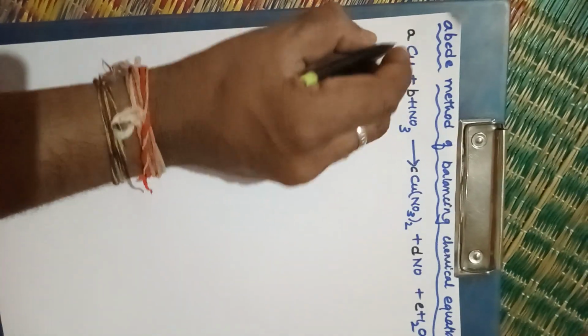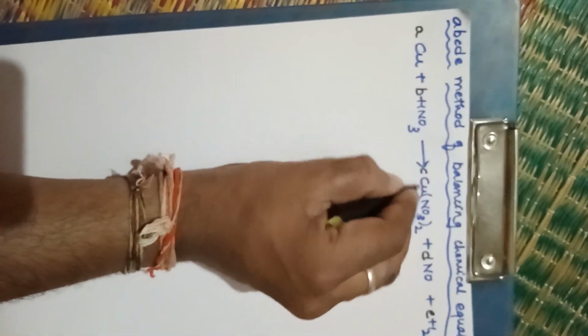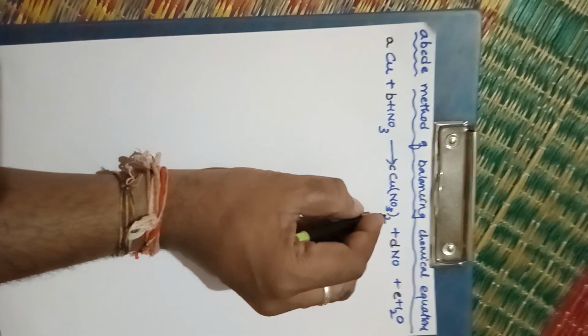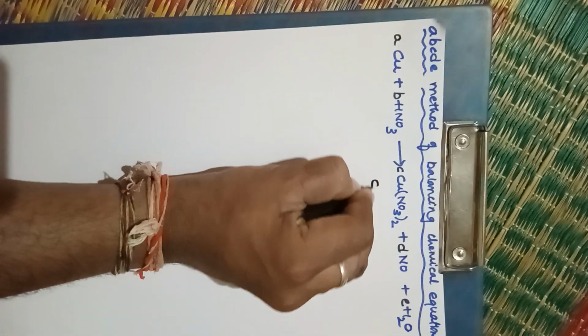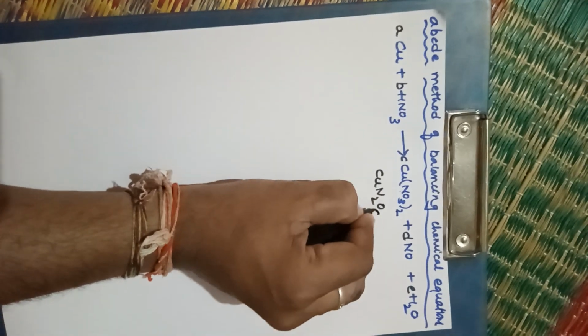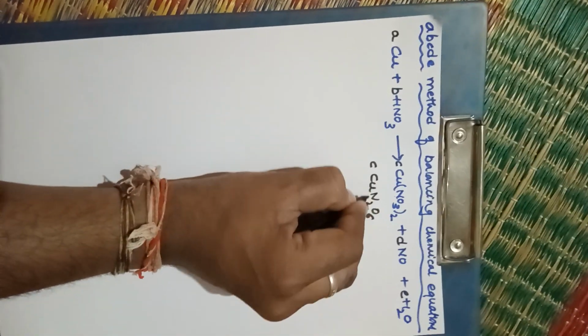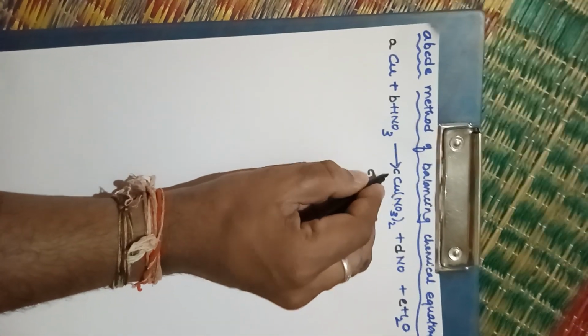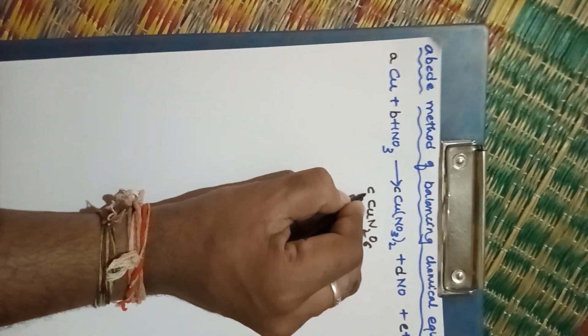Before I start balancing, I would like to rewrite this copper nitrate formula as Cu(NO3)2, that is, Cu, N into 2, O into 6, O6. So it is CuN2O6 and its coefficient I have assumed as small letter c.